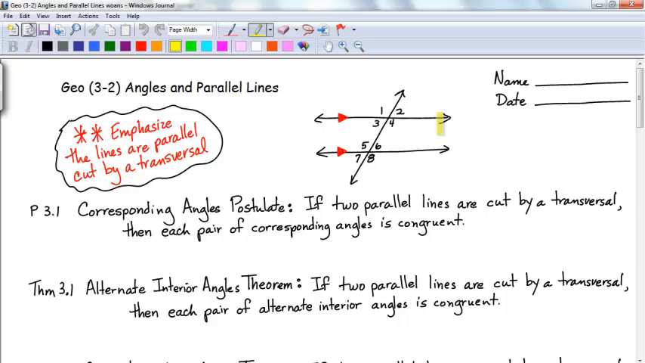Look at the first one, corresponding angles. We've already talked about these. We labeled them in the last section, but now if they are parallel lines cut by a transversal, several of those angles are going to be congruent. That's the difference between just saying they're corresponding angles and saying they're congruent. So, the corresponding angles postulate says if two parallel lines are cut by a transversal, then each pair of corresponding angles is congruent.